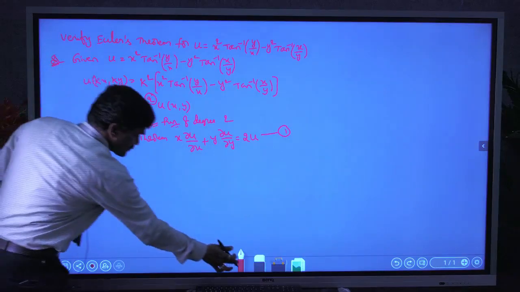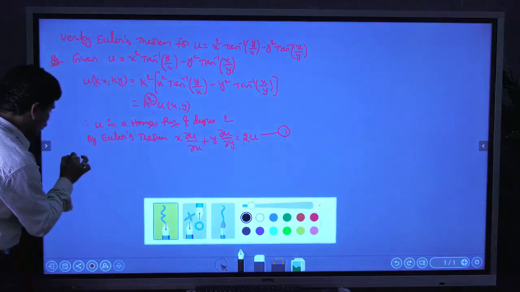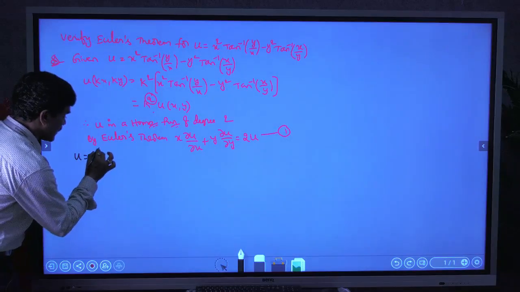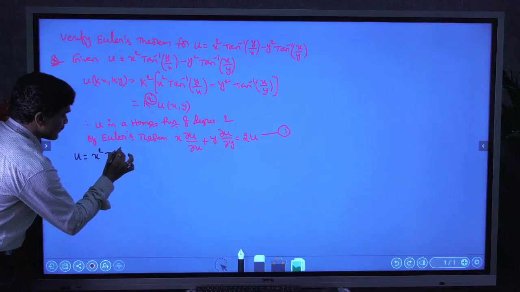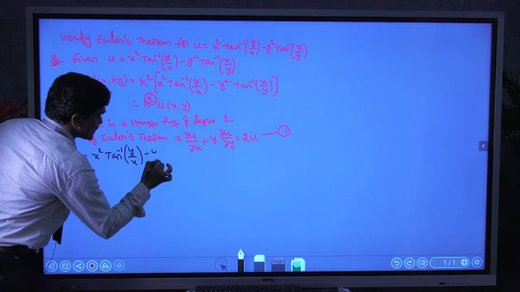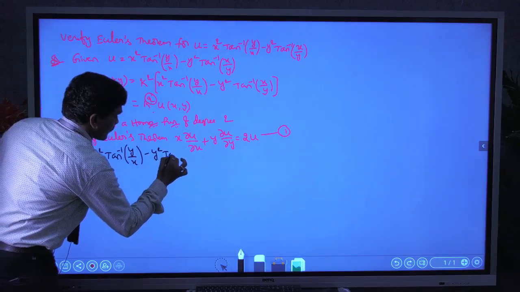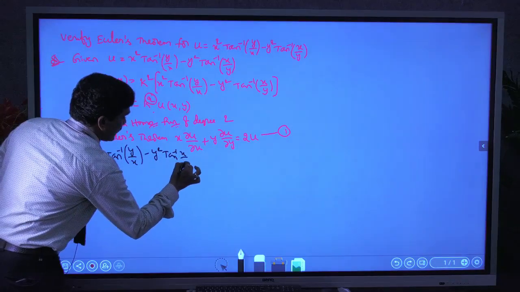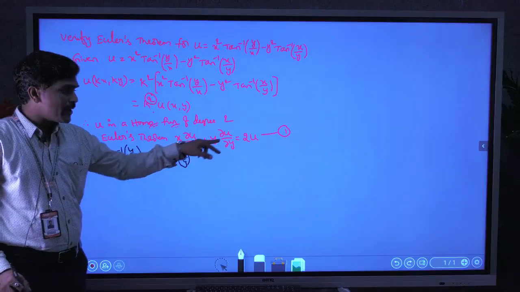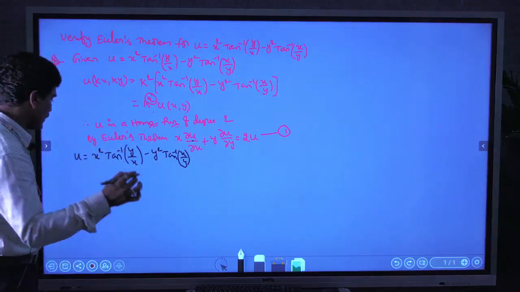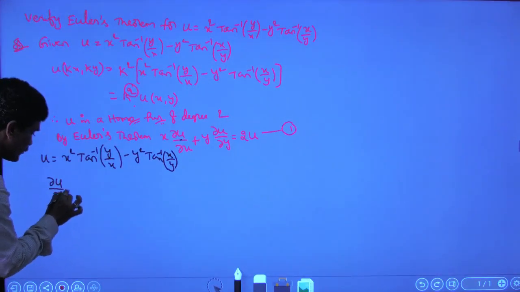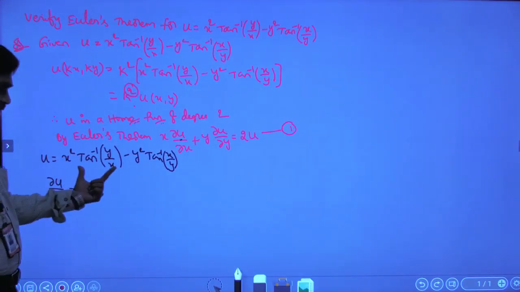Now what is the function u here? u is equal to x square tan inverse y by x minus y square tan inverse x by y. This is the function. Now calculate ∂u/∂x and ∂u/∂y. Here, first ∂u/∂x.